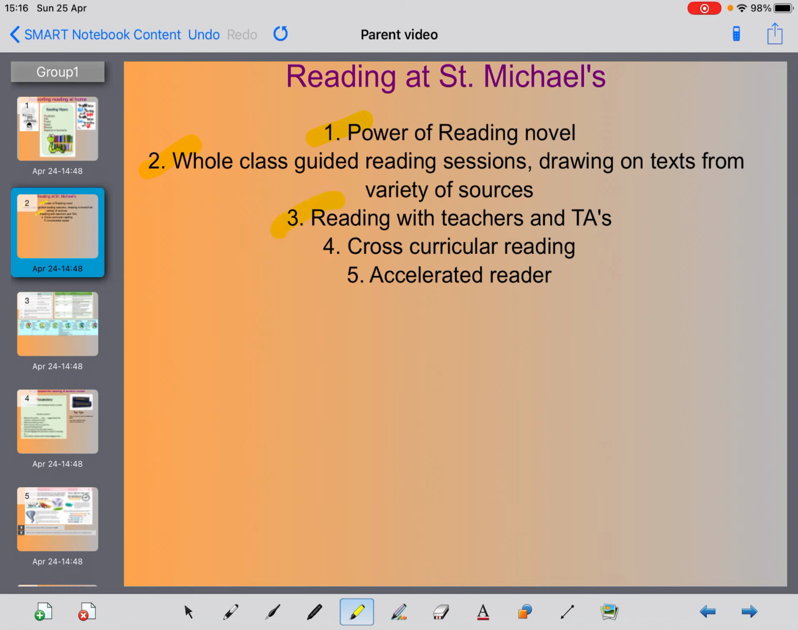We do not just read in our English lessons, we will read in our history lessons, our geography lessons, French lessons, maths lessons. Reading really comes across in all areas of the curriculum, as well as we use Accelerated Reader, where children can test their comprehension to see they have understood what they have read.